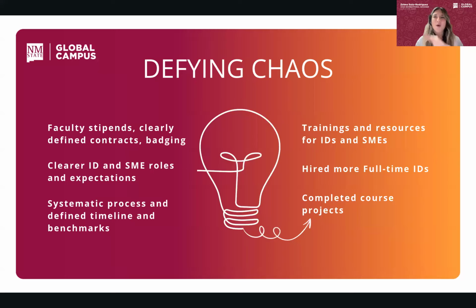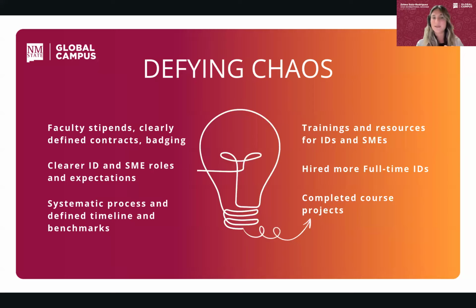So overall, as a summary, we defy chaos by doing faculty incentives, stipends, clearly defined contracts, badging. We have clear ID and SME roles and expectations, and we communicate that throughout the team. We have now a systematic process and defined timeline and benchmarks, as you saw.